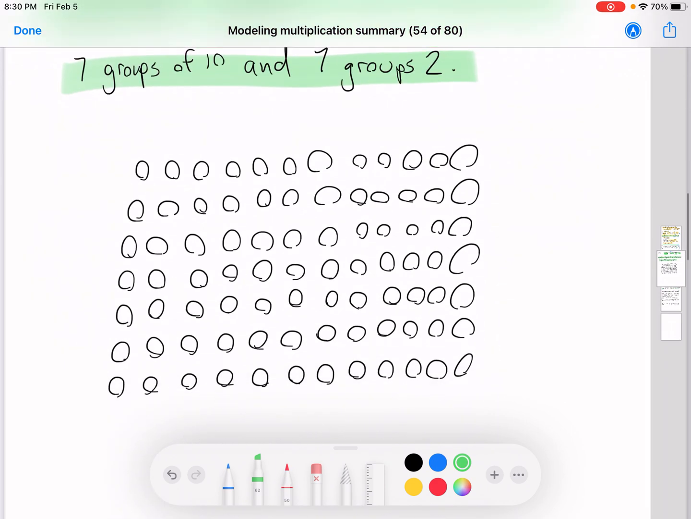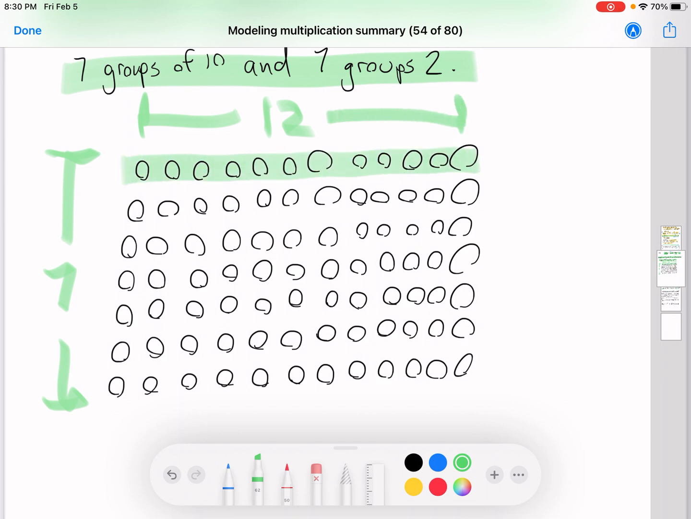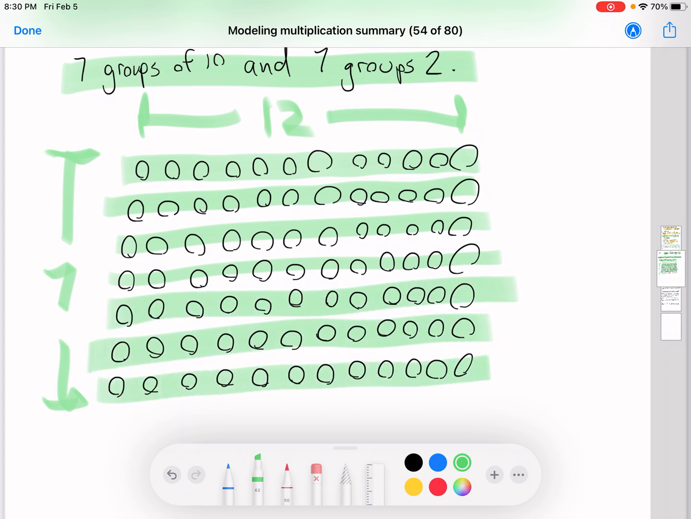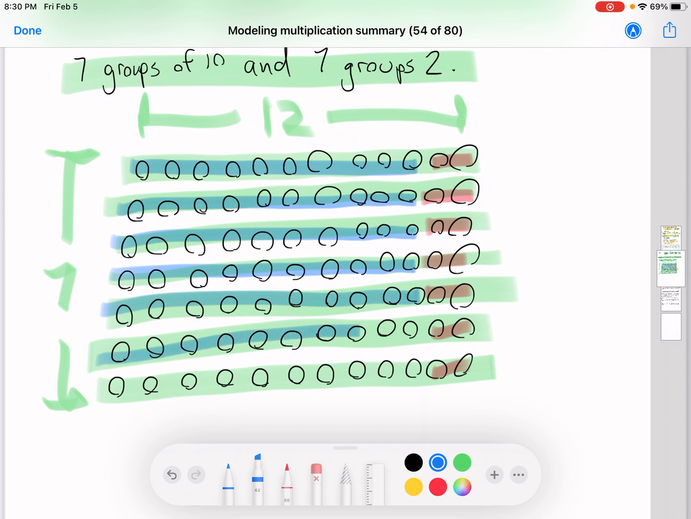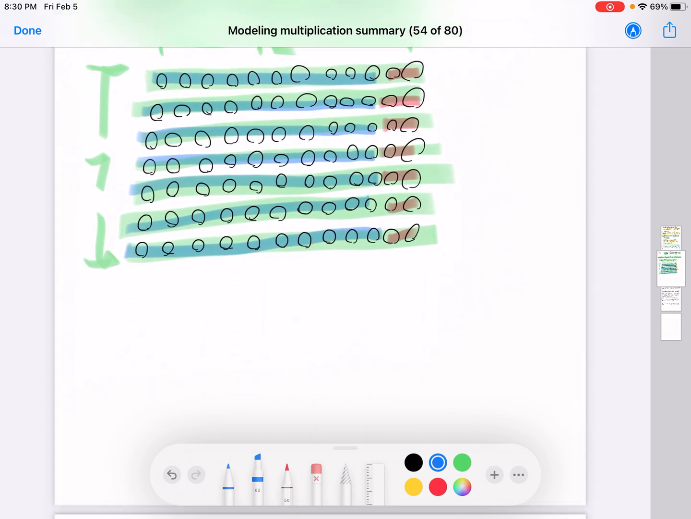So if I look at this model, here there are 7 things going this way, and there are 12 dots going this way. And so if I highlight it, I have 1, 2, 3, 4, 5, 6, 7 groups of 12. But if I were to change this color, we can see hopefully that over here is 7 groups of 2, and up here we hopefully have 7 groups of 10. So 7 groups of 12 can then be seen as 7 groups of 10 and 7 groups of 2. And this model hopefully shows both of those things and why they would be equal.